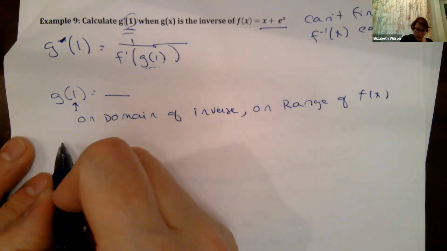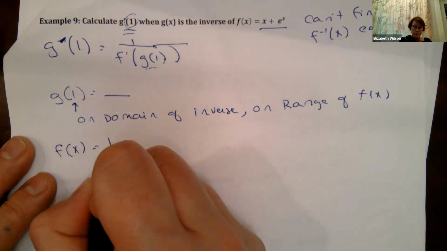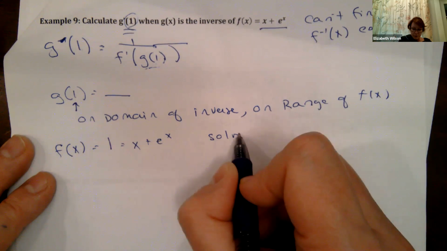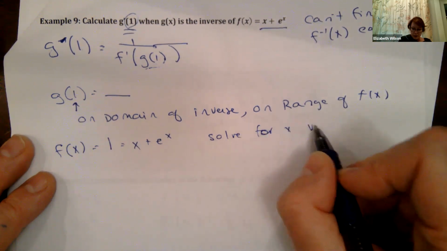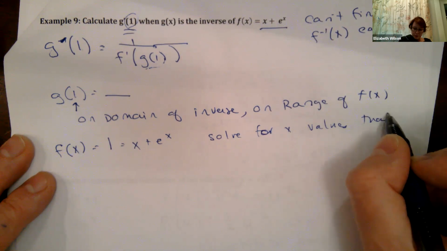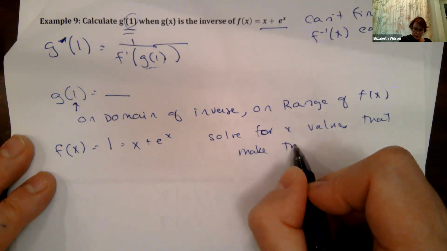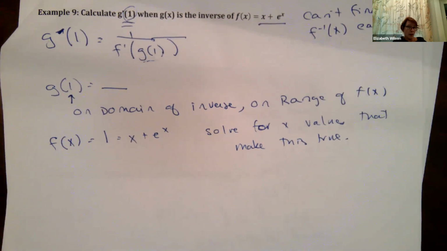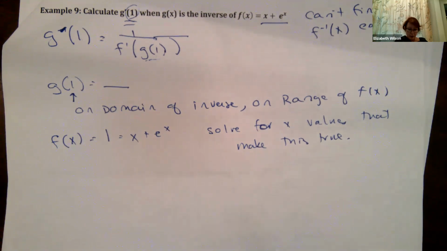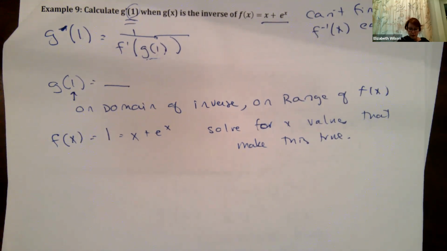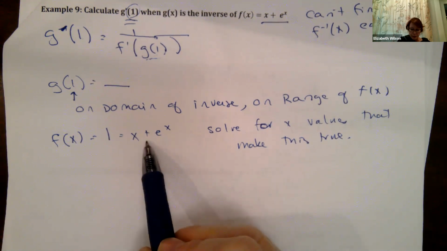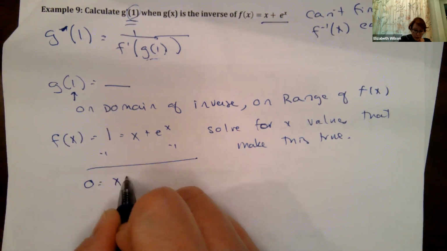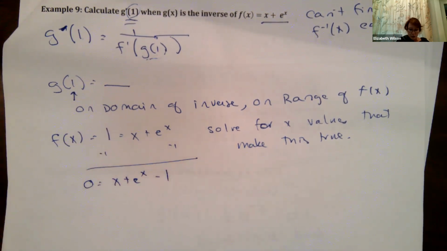Okay, so that means I can say f of x equals 1, x plus e to the x, and then solve for x values that make this true. Sometimes you'll get a value that isn't true, sometimes you'll get multiple values, because remember you can have multiple tangent lines that are parallel. So now here, I'm going to subtract 1. So 0 equals x plus e to the x minus 1. And I need to solve for x.